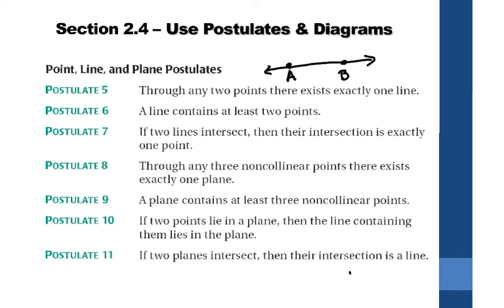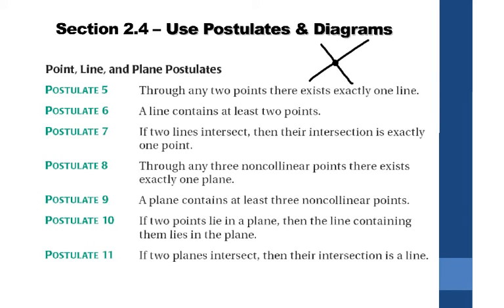Let's see, postulate number 7. If 2 lines intersect, their intersection is exactly 1 point. Okay, what this is, if I have 2 intersecting lines, it's understood that where they intersect is a point. It doesn't have to be stated that there is a point, it's just understood. Okay?